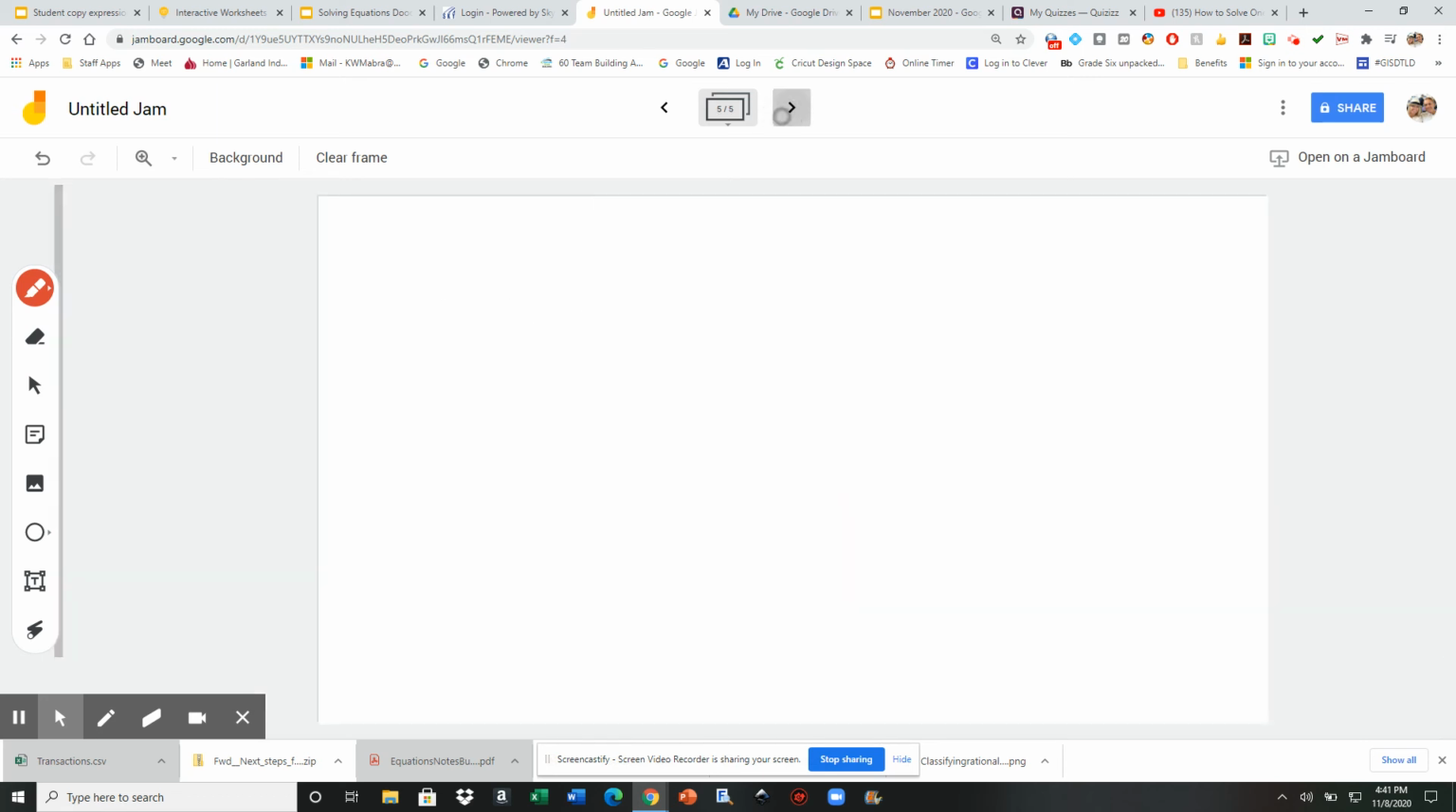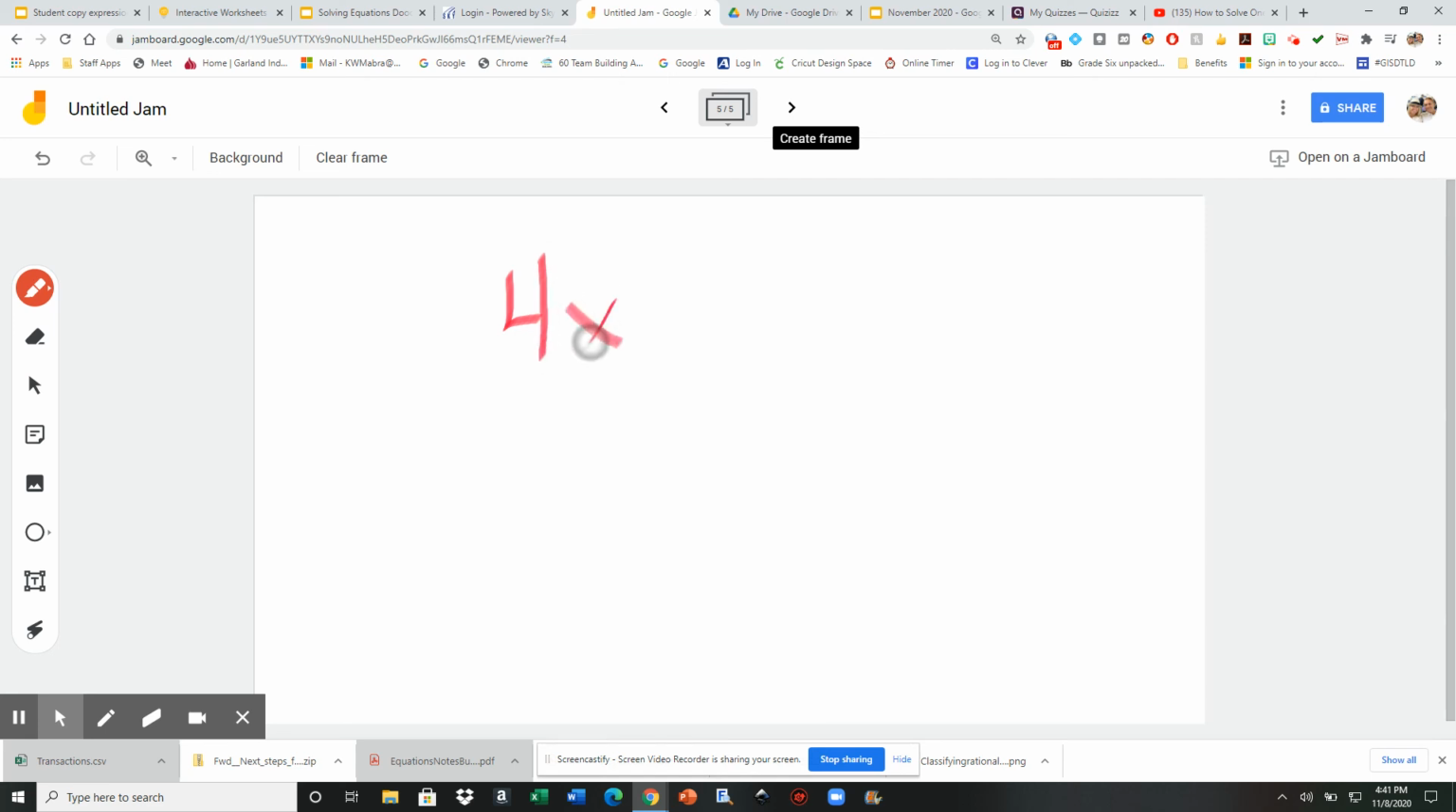All right, let's just try a couple more multiplication and division problems, because those seem to be what kids will get confused on. So let's say that I have 4x is equal to 20. Now, how do we undo 4 times x? Remember, if you just rewrite it, it helps you a little bit.